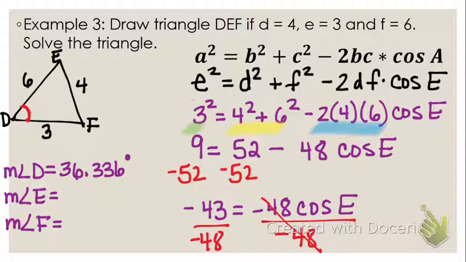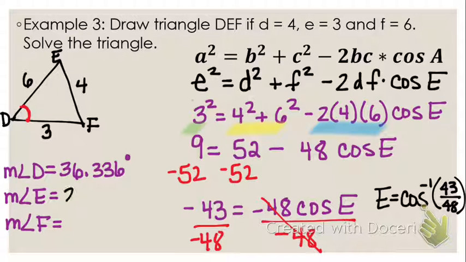So in your calculator, to find E, you need to type in the inverse cosine. And if it's a simple fraction, I just leave it as a fraction. 43 over 48. And if you type that in, you should get that angle E is 26.384 degrees.